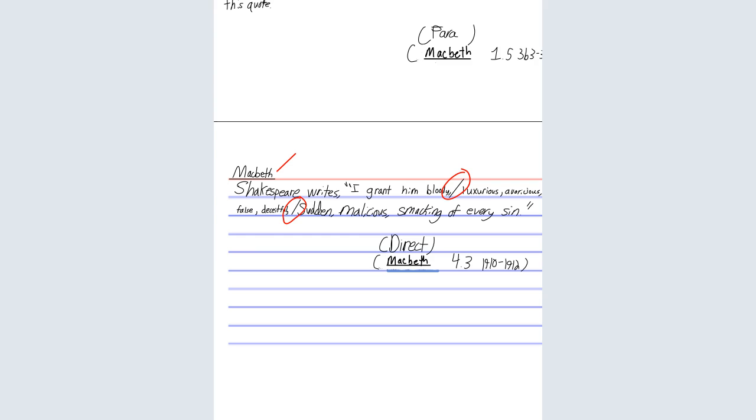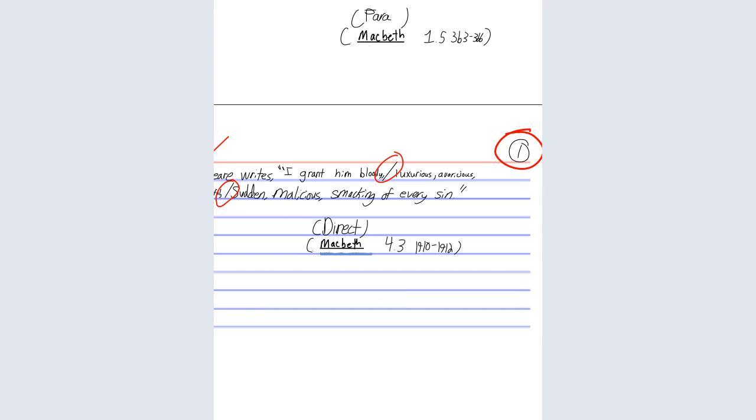This slash is to indicate the end of each line. In its original format, the word bloody would be the end of the line, then luxurious would be the beginning of the next line, and so on and so forth. We didn't see that in the first one because there was only one line. This one has 3 lines, and the student goes from period to period. Following format, it's a direct quote. It comes from Macbeth, Act 4, Scene 3, and the line numbers 110 to 112. Those are 3 lines.